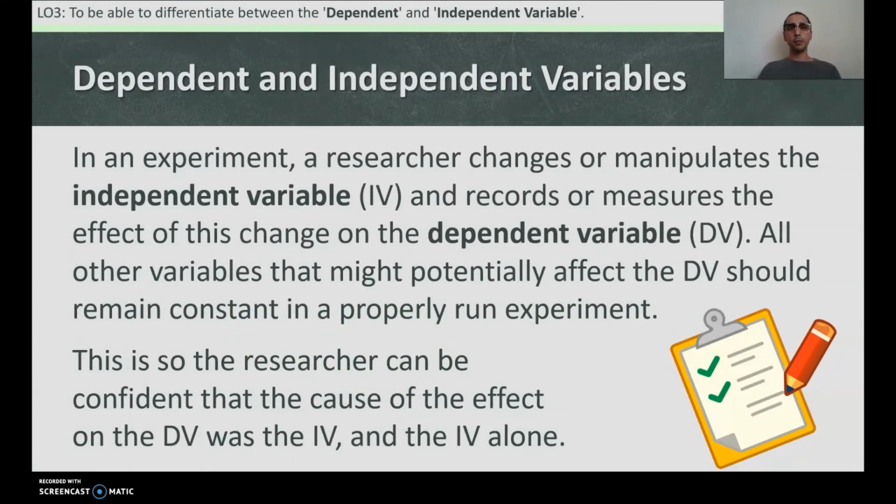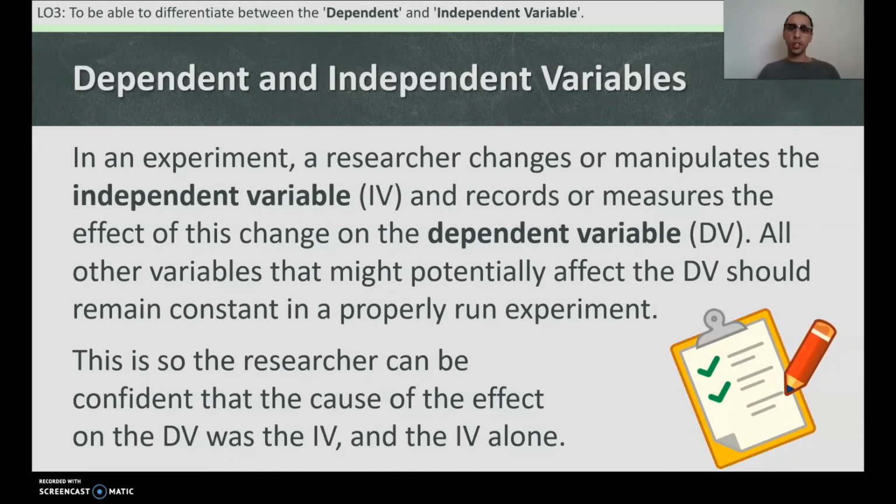In an experiment, a researcher changes or manipulates the independent variable and records or measures the effects of this change on the dependent variable. All other variables that might potentially affect the dependent variable should remain constant in a properly run experiment. You said variable way too many times there, and the words dependent and independent. Yeah, I know. It's fine. We'll get through this, okay? This is so the researcher can be confident that the cause of the effect on the DV, or the dependent variable, was the independent variable and the independent variable alone.